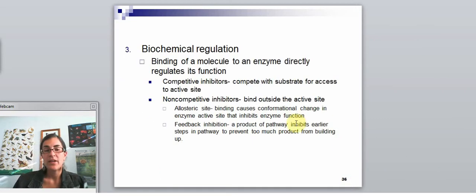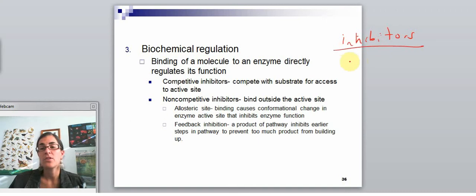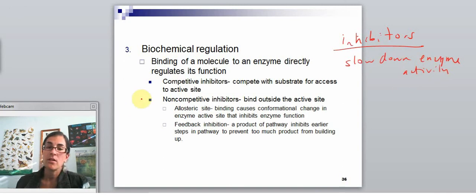The third type of regulation is biochemical regulation. This is when molecules will actually attach to the enzyme and change how well the enzyme works. We're going to focus on inhibitors. To inhibit means to slow down the enzyme. So inhibitors slow down enzyme activity. We'll look at two examples that work in very different ways.